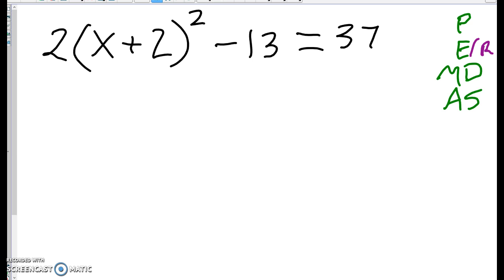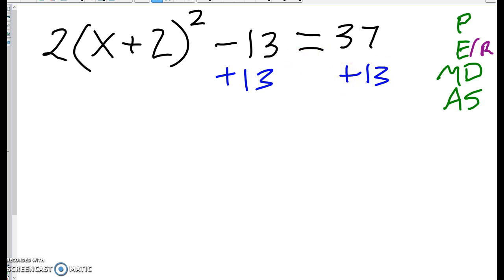All right, so here in this equation, we're going to start off by adding 13 away. It's the one operation we can do that's not going to have any effect on this whole set over here, the 2x plus 2. It's just going to be able to leave that alone, but it is going to be able to get rid of the 13.